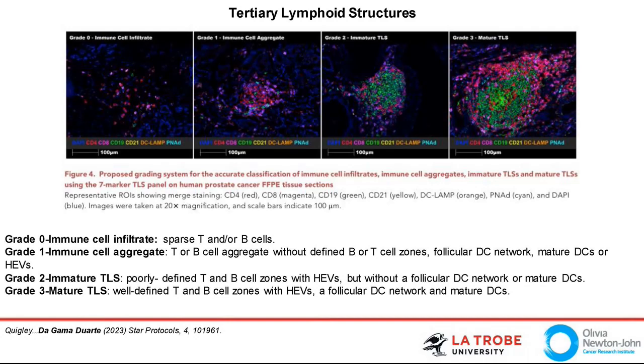Now, the confusion often lies when you're looking at your grade 2 immature TLSs and your grade 3 mature TLSs. And mainly because these actually look quite similar, because you still have sometimes defined T cell zones, but for immature structures, these are often poorly defined. And importantly, there is no follicular dendritic cell network in the center of your B cells. So it's very important that tertiary lymphoid structures are adequately characterized, and often they go hand in hand with B cells with regards to being prognostic or predictive of treatment outcomes.